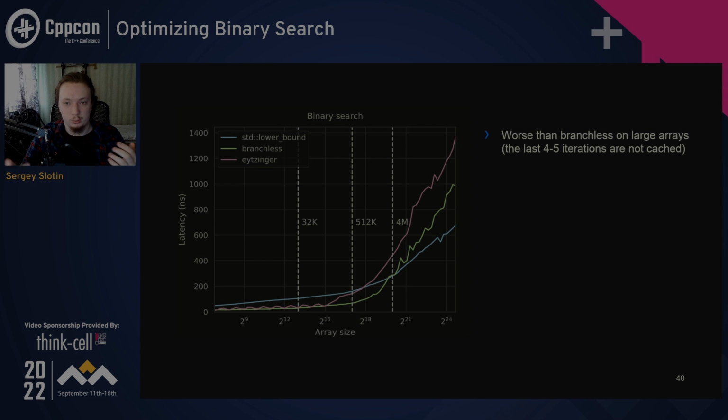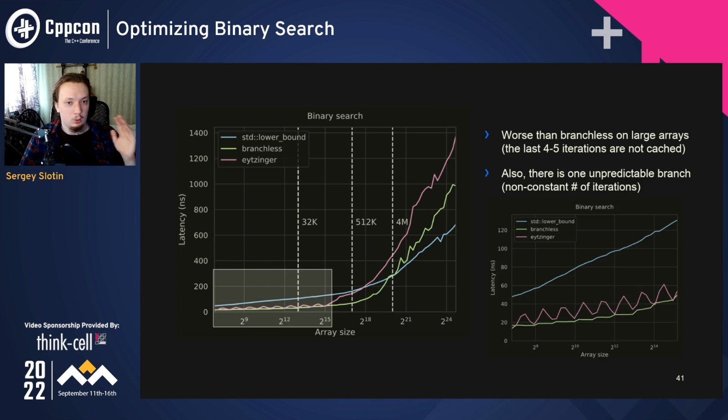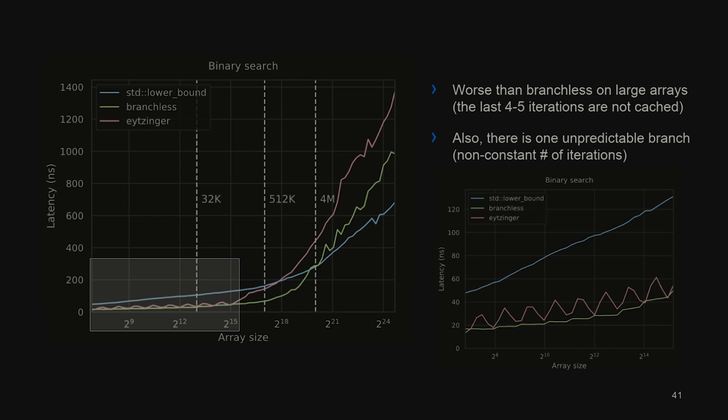This happens because we no longer have the second type of cache sharing. We are jumping in increased steps, and the last few requests are not in the same cache line anymore. Also, another minor issue is that the number of iterations is now not constant, as it was in the branchless binary search. This makes the main loop branch unpredictable unless the array size is a power of 2 or some number that's close to it.